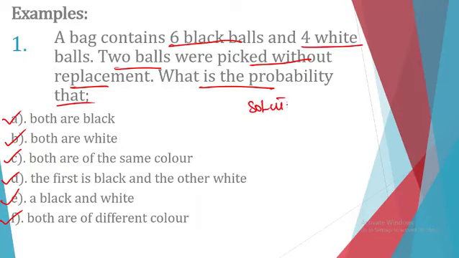Okay, let us start with the total number of balls in the bag. Now we have our n(S), which is the sample space, equal to 6 plus 4, which is 10. So we have 10 balls in the bag, and then we are asked to find the probability that the balls picked are both black. Now when we are dealing with both, we use multiplication.